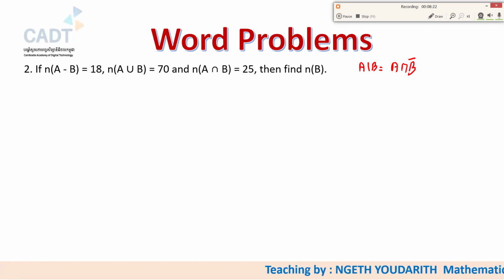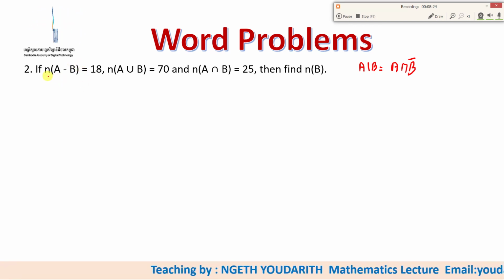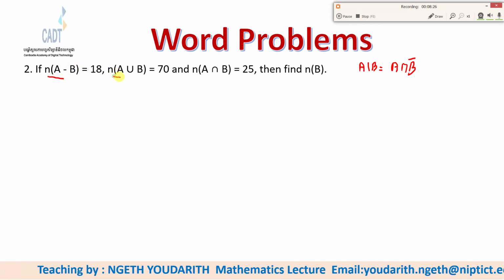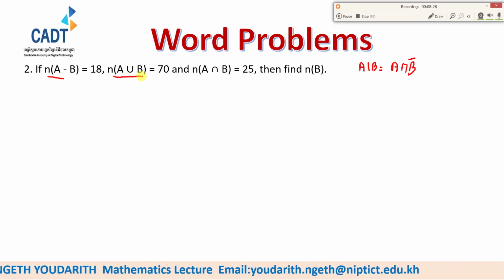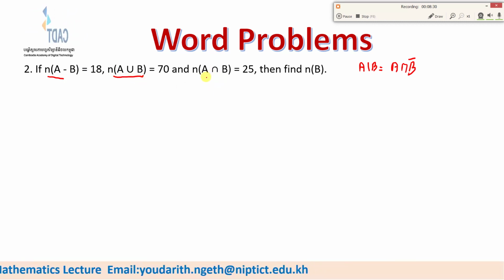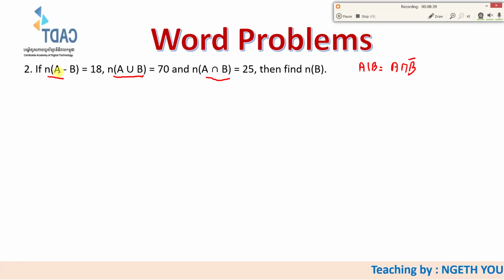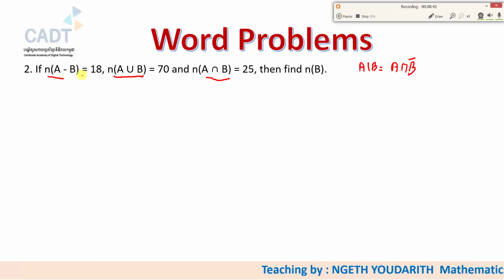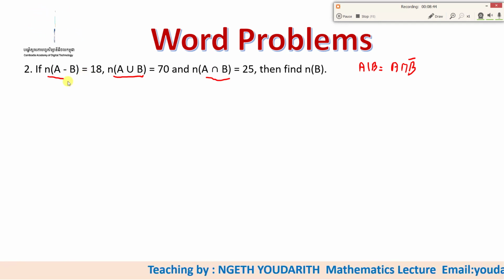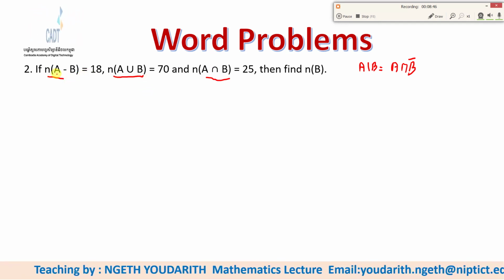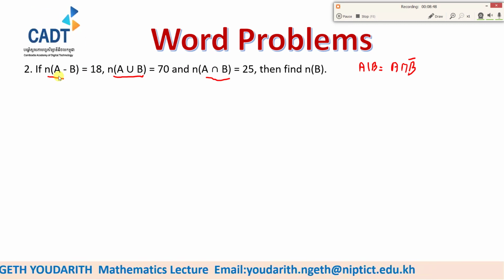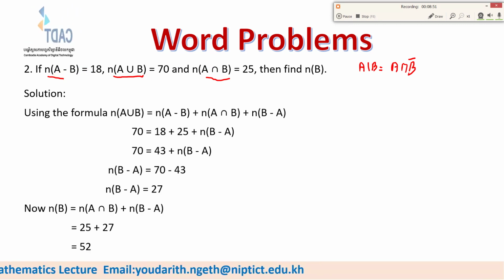But when we have A different B, we have n(A union B) and n(A intersection B). So we can take all these points as relevant to A different B. So how do we combine the property from this? Now we just go to this one and use the formula of this one.